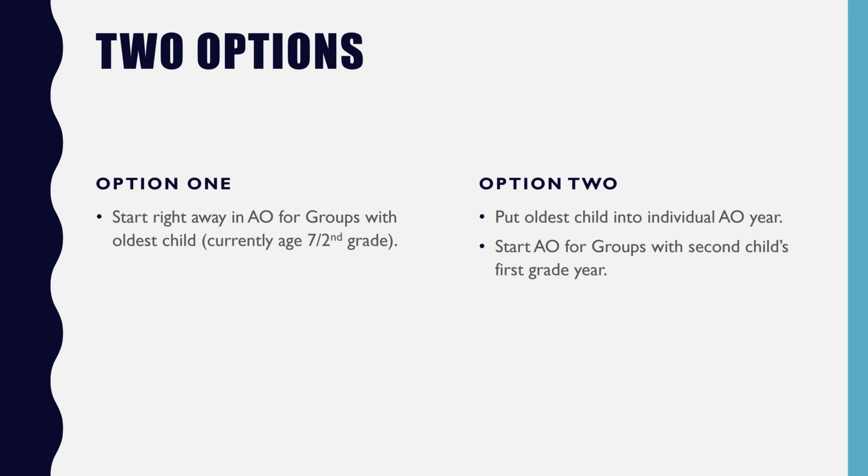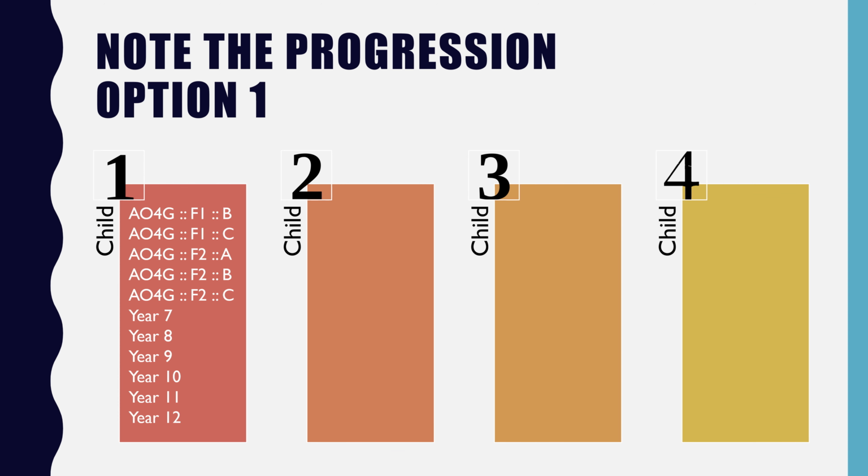So remember, we had these 2 options, right? The first was to start right away in AO for groups with the oldest child, to give Mom some practice with AO for groups, or option 2 was to put the oldest child into an individual AO year and not start AO for groups with the second child's first grade year. So we're going to map this out a different way. So this is option 1.